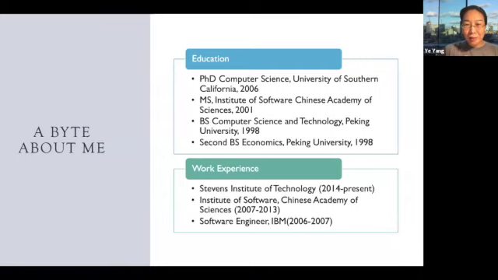Then I joined Stevens Institute of Technology, which is on the East Coast in New Jersey, right across the Hudson River from Manhattan. I joined Stevens in 2014. Before that, I worked in Beijing for 6 years at the Institute of Software, which is the National Research Institute on Software Technologies under the Chinese Academy of Sciences, based in Beijing. And before that, I worked as a software engineer in Silicon Valley in the IBM labs for about a year.